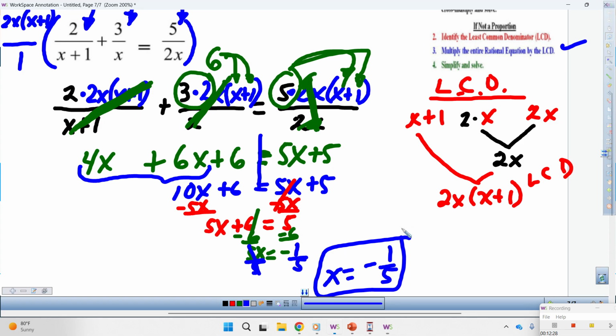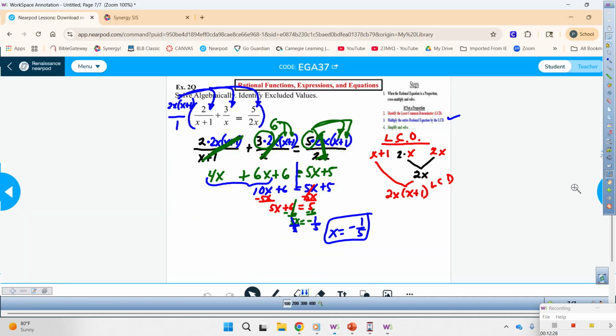Are we doing good? Yes, Mr. Q. All right, good. All right, are we done? Let me zoom out. No, what does it say here? Excluded values. Tell your neighbor what to write to get our excluded values, and then Autumn's going to enlighten us with the next steps.